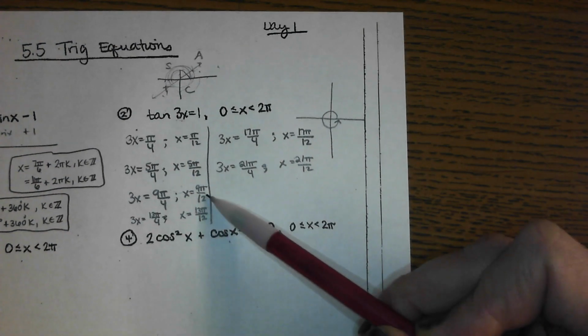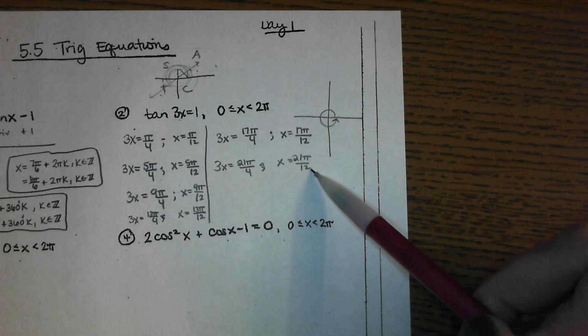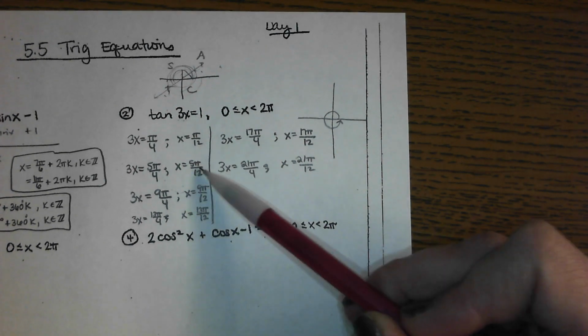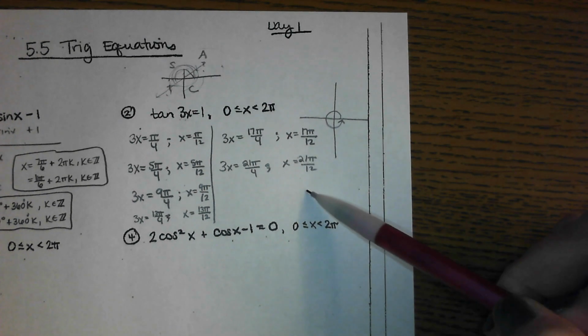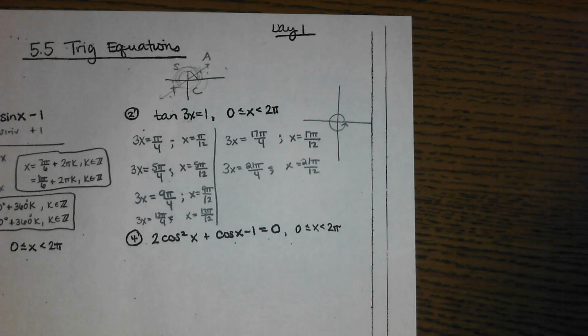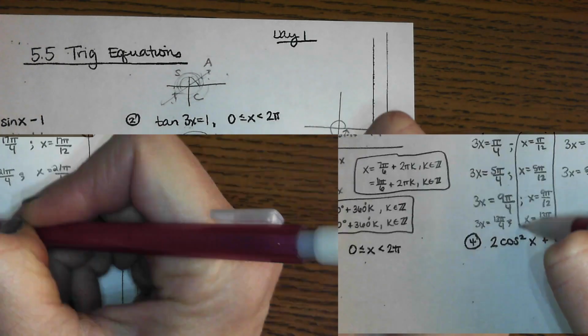Can you pick up on the pattern yet? What do I keep adding onto my x answers? 1 pi over 12, 5 pi over 12, 9, 13, 17, 21. So my next one would be 25 pi over 12, but that surpasses 2 pi. So we're done here. Okay? Now, those are our 6 answers. 1, 2, 3, 4, 5, 6 answers.